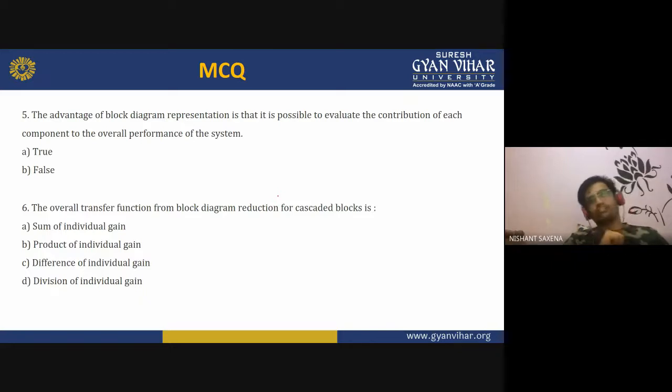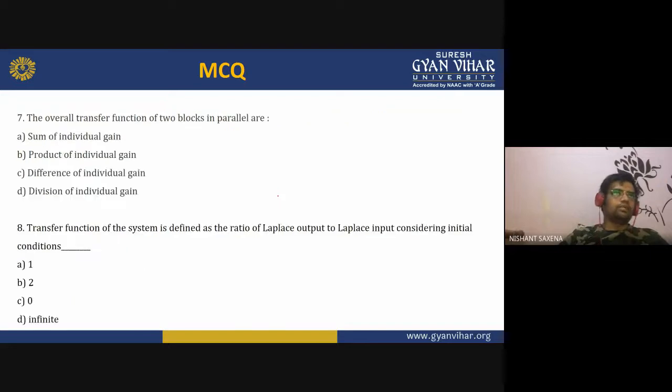The next question is that the overall transfer function from block diagram reduction for cascaded blocks is the sum of individual gains, product of individual gains, difference of individual gains, or division of individual gains. We will discuss the solutions later. The next question is that the overall transfer function of two blocks in parallel is the sum of the individual gains, product of the individual gains, difference of individual gains, or division of individual gains.